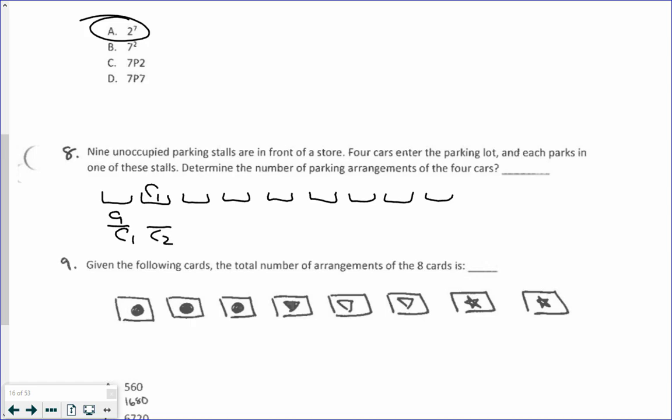Car number 2 enters the lot. How many choices does it have to enter and park? 8. Car 2 parks here. Car 3 gets in. It's going to park right here. It had 7 choices. Car number 4 comes in, parks down here. He had 6 choices. 9 times 8 times 7 times 6.